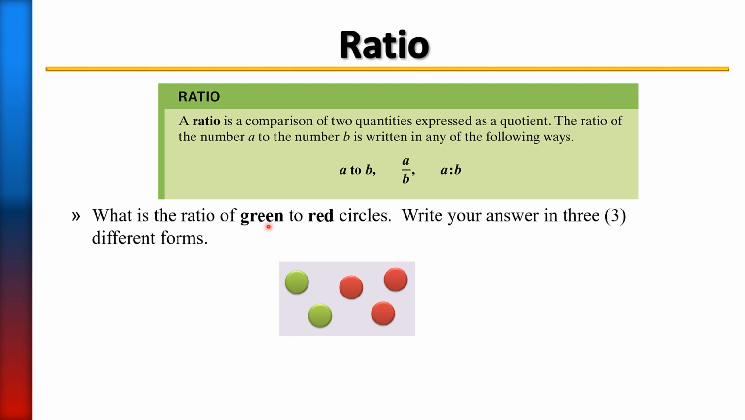So on top you're going to have green, which we have two greens, so we're going to have a 2 on top of our fraction, and on the bottom of our fraction we're going to have red, which we have 3 reds, so we're going to have a 3 on the bottom. So to write it in the other ways, the ratio is going to be 2 to 3, 2 over 3, or 2 colon 3. And again, those are the three forms in which you can write the ratio of two quantities.